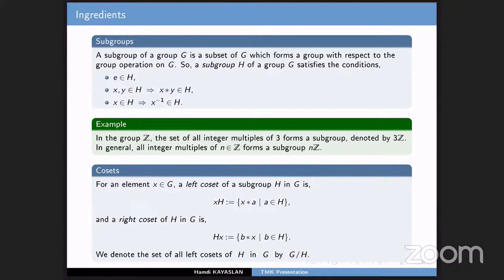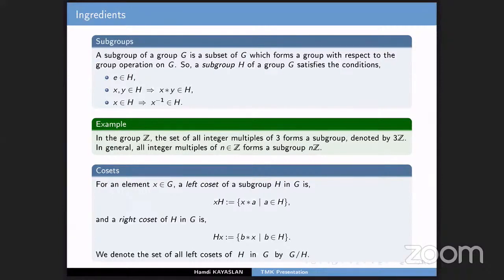This set is obviously closed under addition, and for any element in it, the negative of that element is its inverse, right? And of course it has 0, as 0 is a multiple of 3. So every condition here is satisfied. This is a subgroup of Z. In general, we can take any integer n, and all integer multiples of n will form a subgroup nZ.